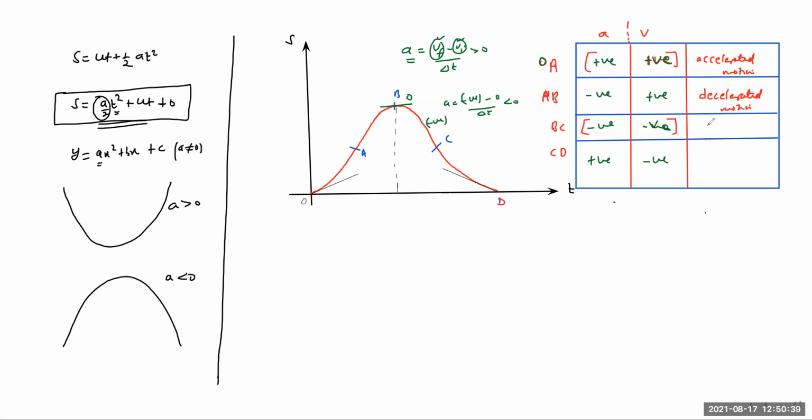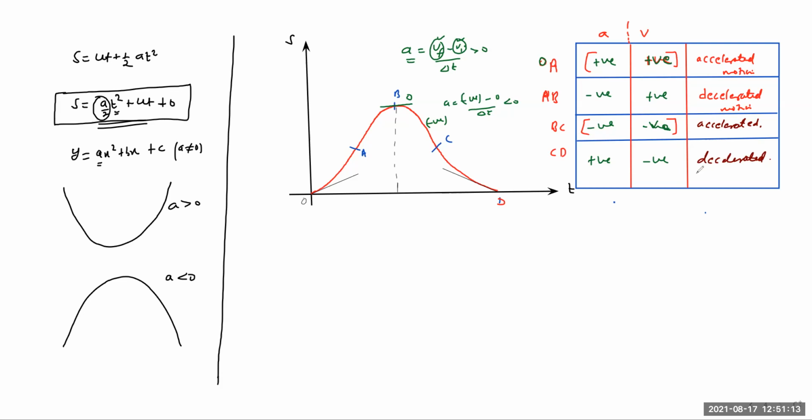So the third row, BC, will be which motion? Accelerated or decelerated? Accelerated. And the last one, decelerated. Sir, I got disconnected after you were saying something.